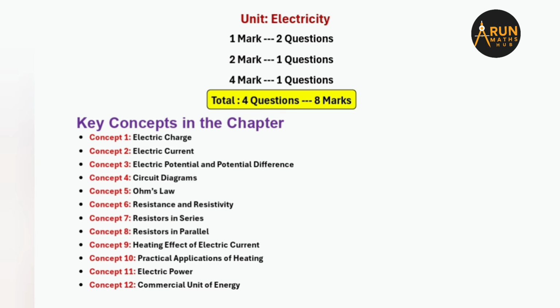In this video we'll see important questions from the unit electricity, where you get 8 marks from this unit. Total 4 questions: 1 mark 2 questions, 2 mark 1 question, 4 mark 1 question, total 8 marks. We have around 12 concepts in this chapter. I have explained line by line. Take your textbook and listen, understand all the concepts, note it down, and previous year questions are also there in this video. Watch the complete video to score 8 out of 8 marks.